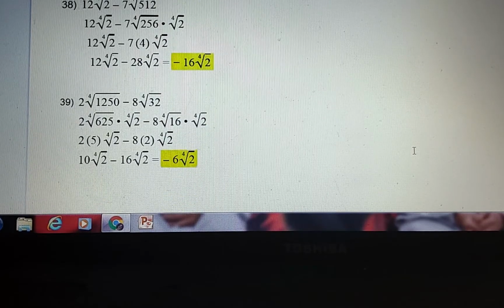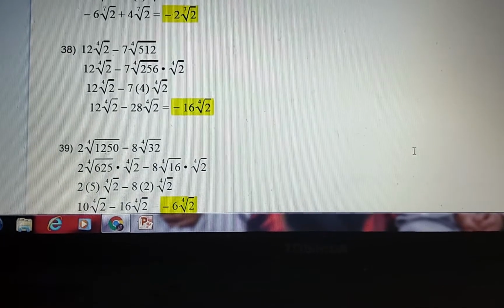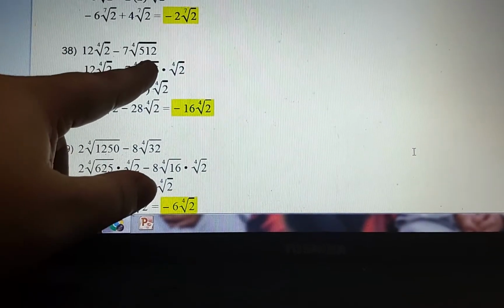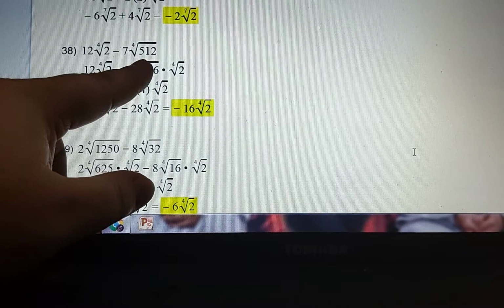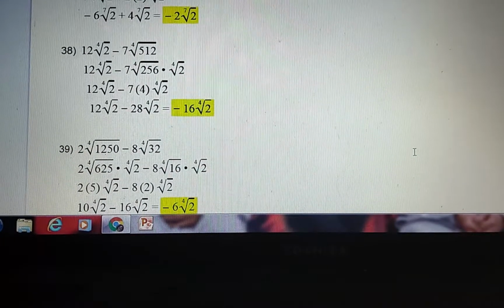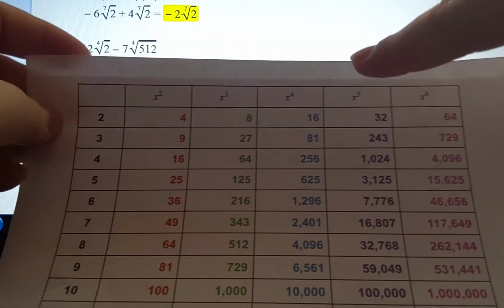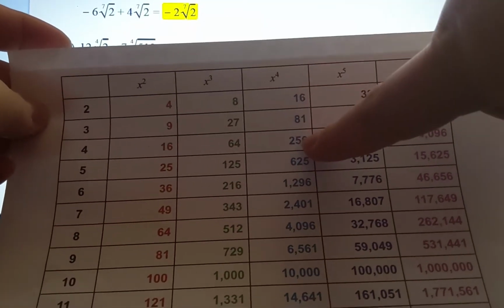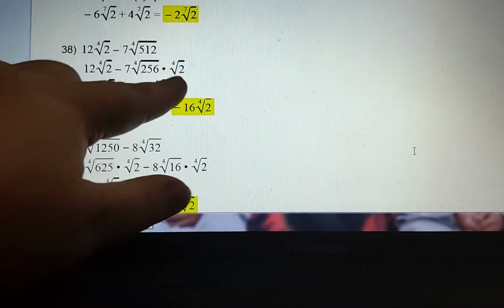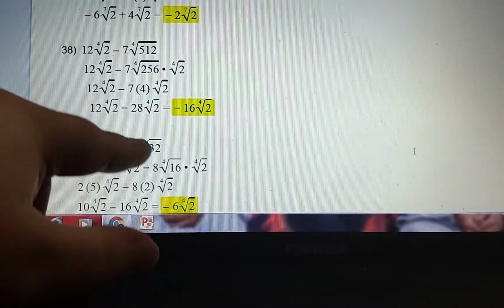Okay, 38, working the same way. Got 2 and 512. So we're going to try taking 512 divided by 2. We get 256. So we check our x to the 4th list. X to the 4th, 256 is on there. So that's good. That's what we want. Because now these are the same, and this one becomes a whole number.